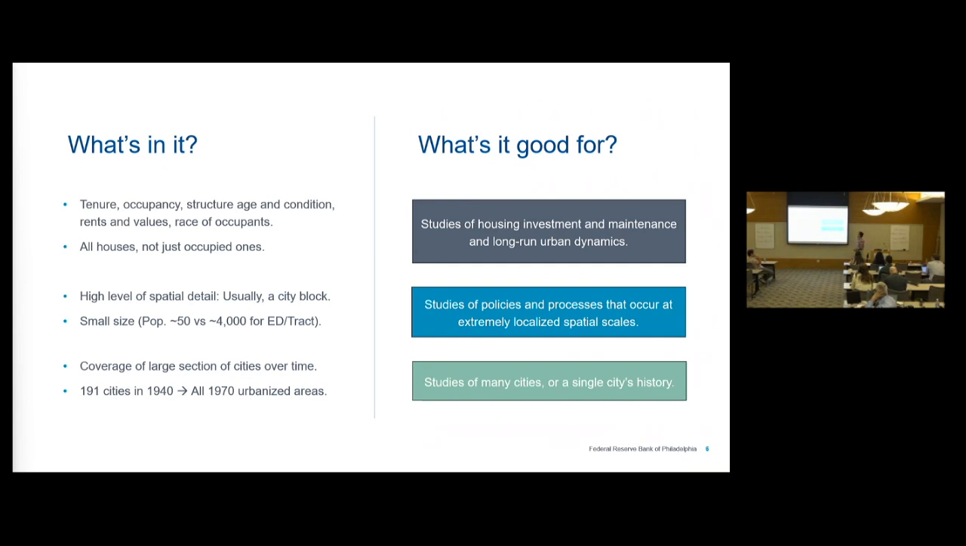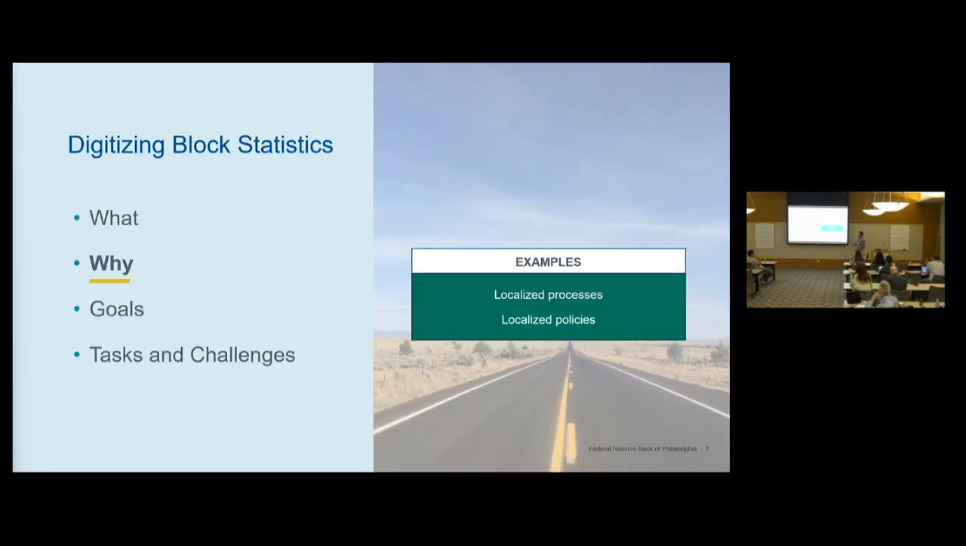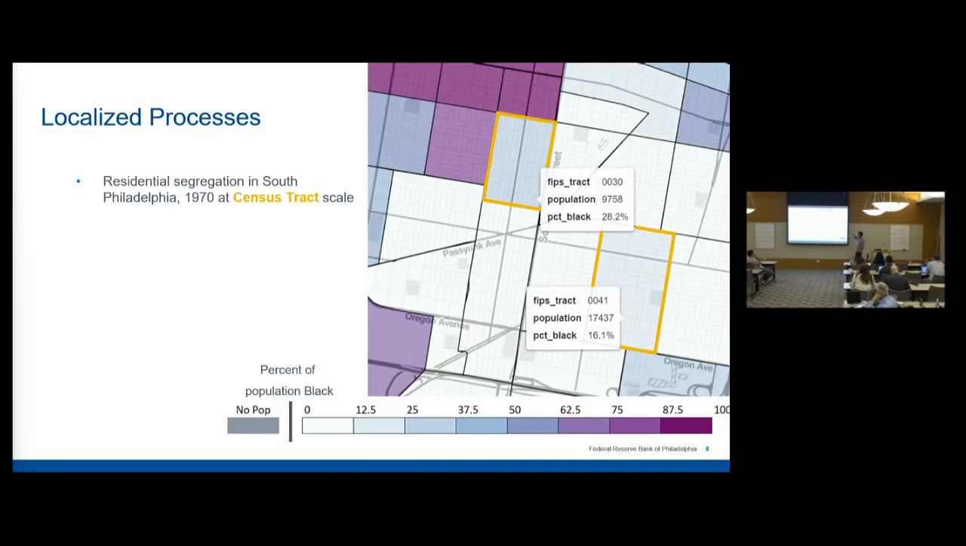Okay. All right. Let me talk about two use cases that I think are potentially interesting, focusing in on this very detailed spatial scale of the block statistics. The first typology here that I think the block statistics are useful for is to study social processes that happen at extremely localized scales. One example of a localized process is residential racial segregation.